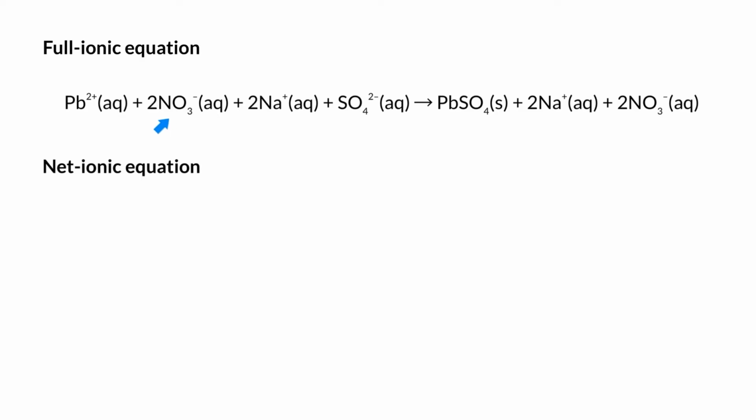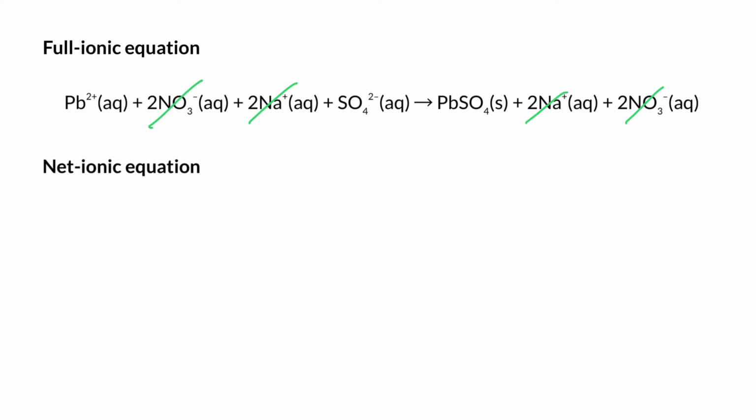Now if you notice, that nitrate ion on the left and that nitrate ion on the right have not changed at all, and neither has that sodium there and there. So those are our spectator ions. And the thing about spectator ions is they're just watching, they're not participating. So I can cancel the nitrate and the sodium on the left with the nitrate and the sodium on the right. And that gives me the net ionic equation.